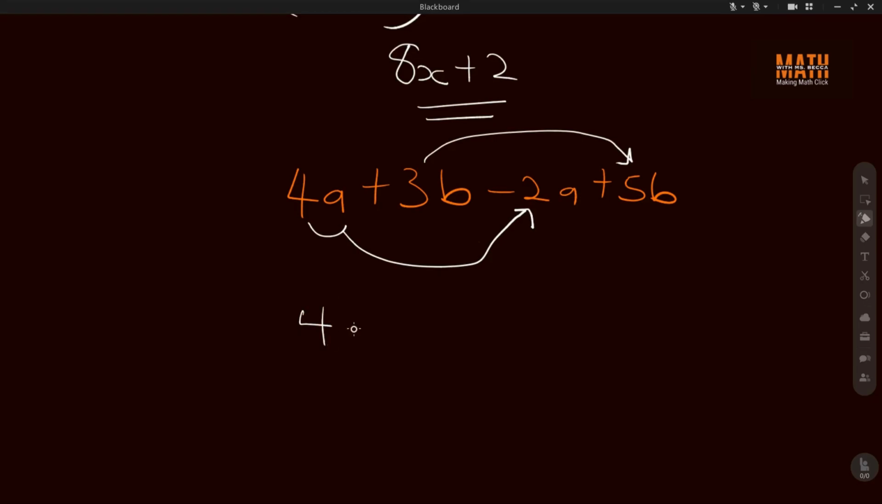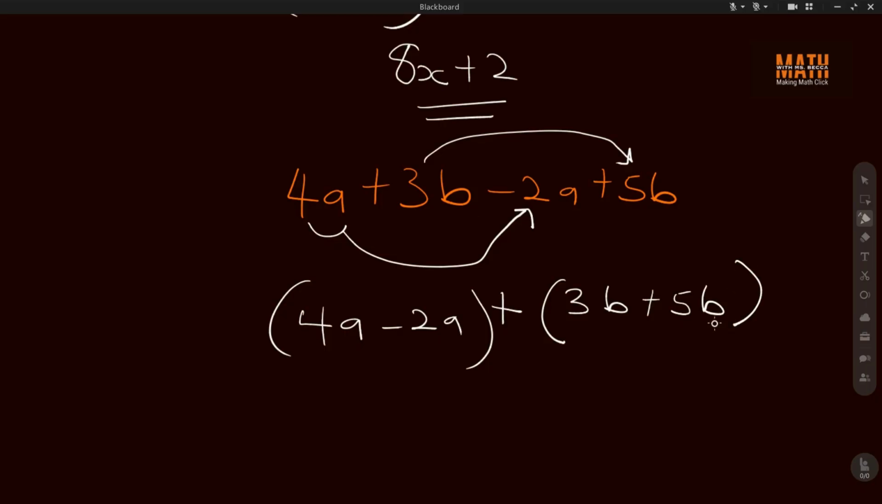So we group them like this. We say 4a minus 2a, we bring them together. Then we have plus 3b and plus 5b. This way we can simplify this and then simplify this. 4a minus 2a gives 2a, then plus 3b plus 5b. 3 plus 5 gives 8, so this is 8b. And we just simplified this algebraic expression.